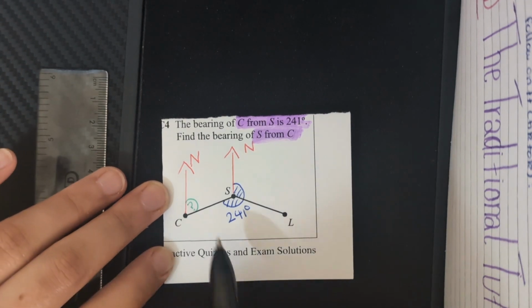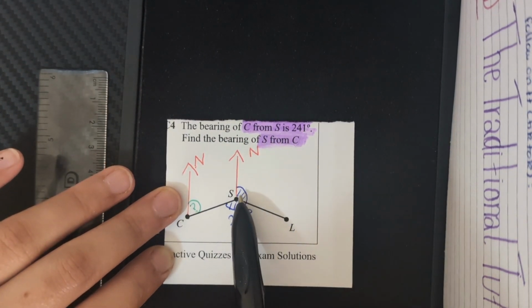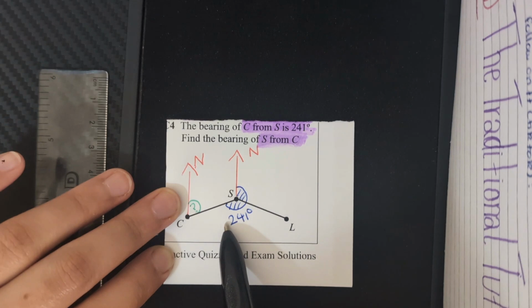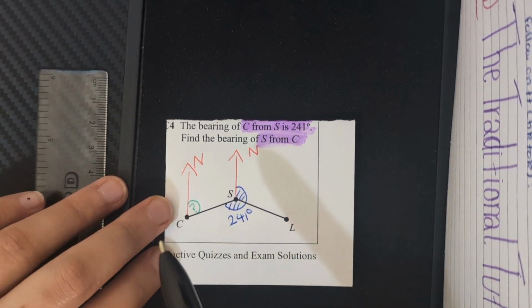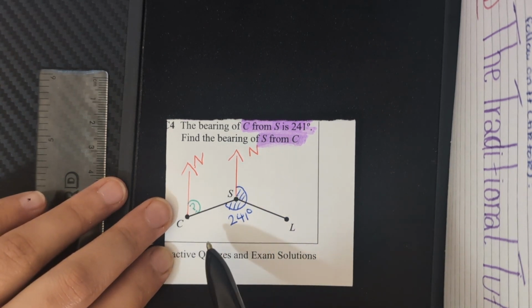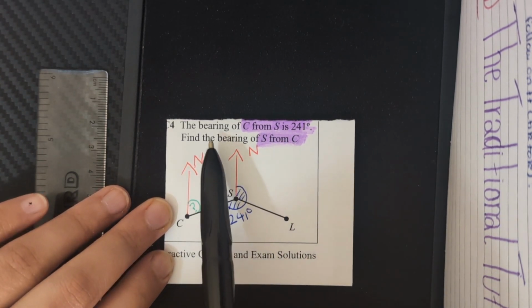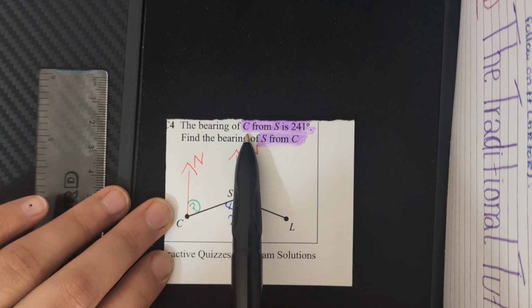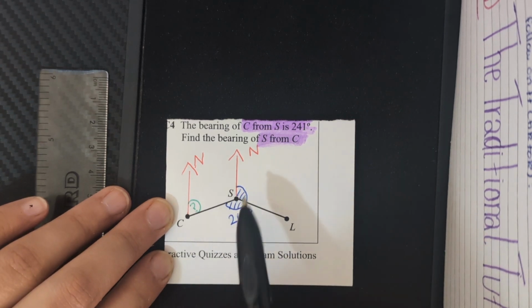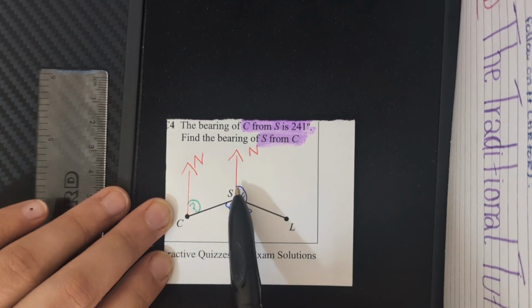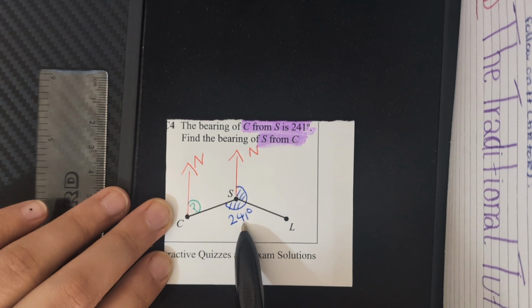Okay, so again, I've gone ahead, highlighted the key points, and plotted that information on my diagram. Hopefully you were able to get to that point, and if not, then that's completely fine, don't worry, because that's what I'm here for. So let's go through it together. Since it says the bearing of C from S is 241 degrees, I've drawn the north line and labeled, clockwise, that angle over here.